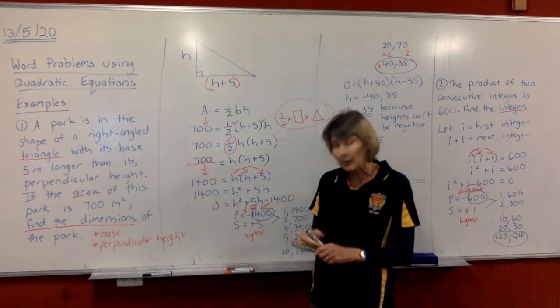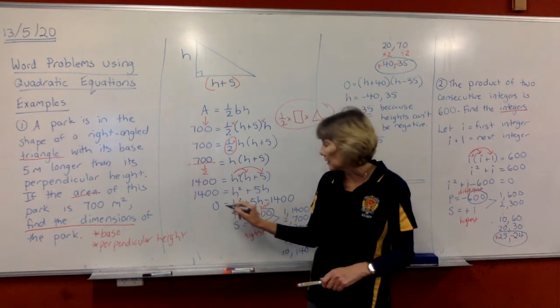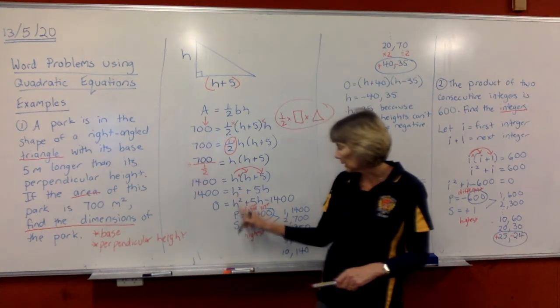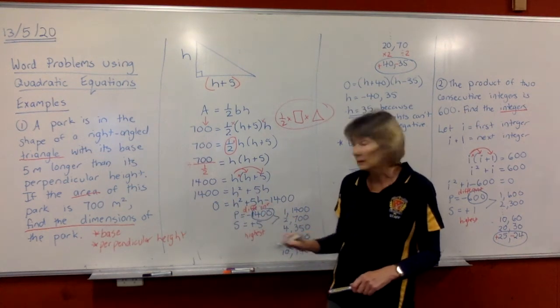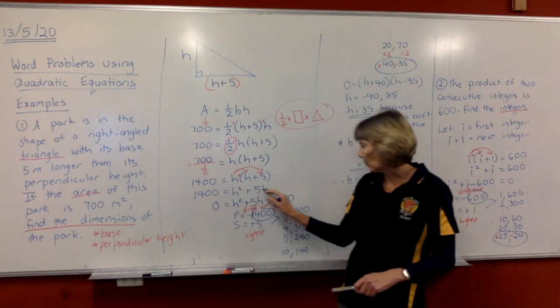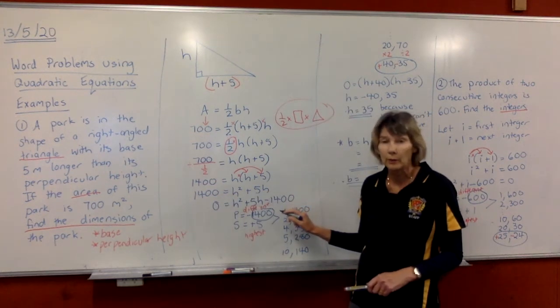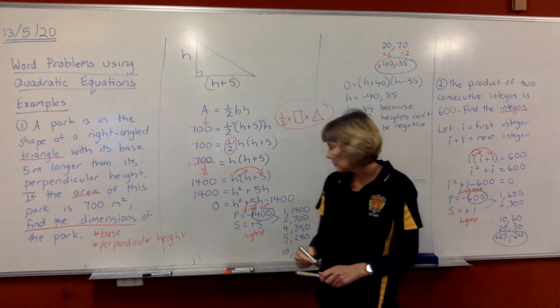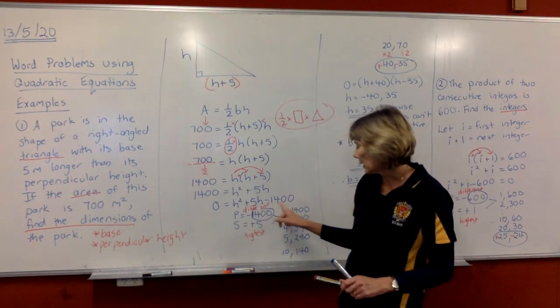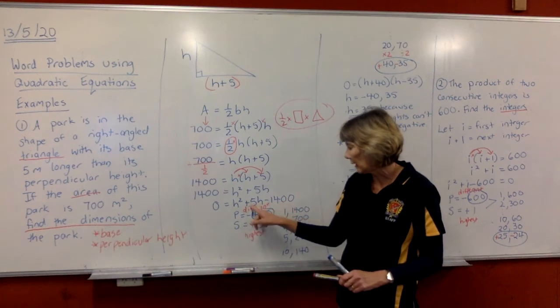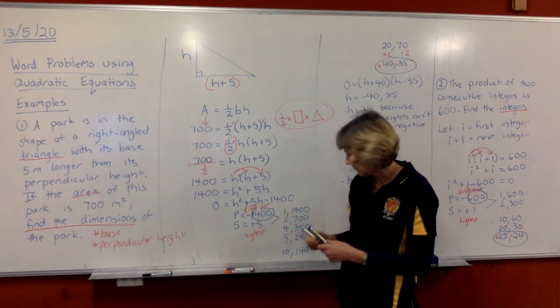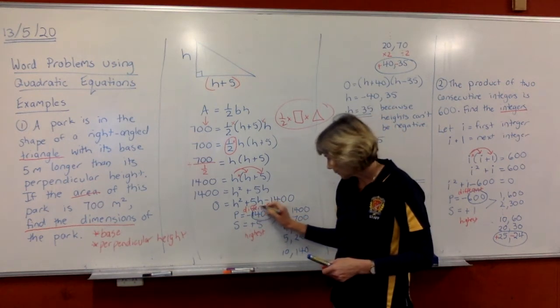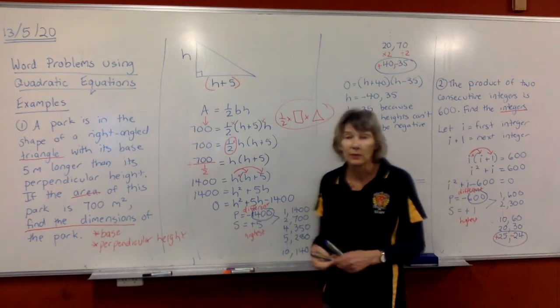So we're going to take everything to one side and make it equal to 0. So I'm going to keep the h squared plus 5h here. I'm going to bring the plus 1400 over to be minus 1400 and keep our 0 over here on the left. So now we have a product of minus 1400 and a sum of positive 5. So we're trying to find the factor pairs for 1400.